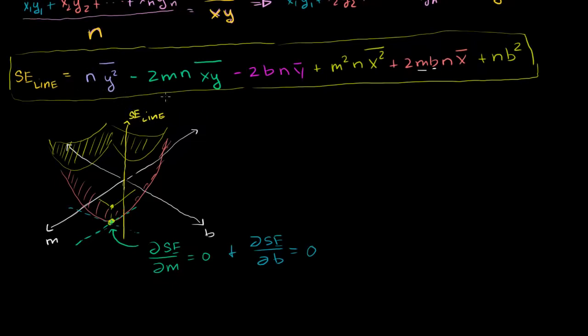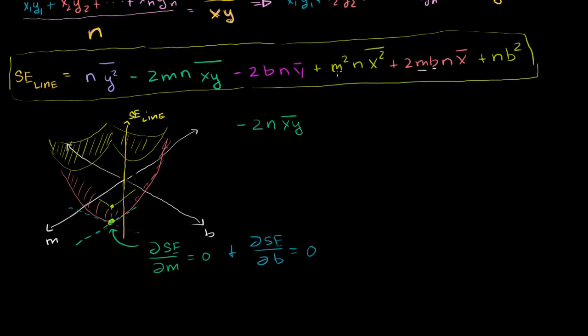There's no m here. This term right over here, we're taking with respect to m. So the derivative of this with respect to m is -2, it's kind of the coefficients on the m. So -2 times n times the mean of the xy's. That's the partial of this with respect to m. And then this term right here has no m's in it, so it's constant with respect to m, so its partial derivative with respect to m is 0.